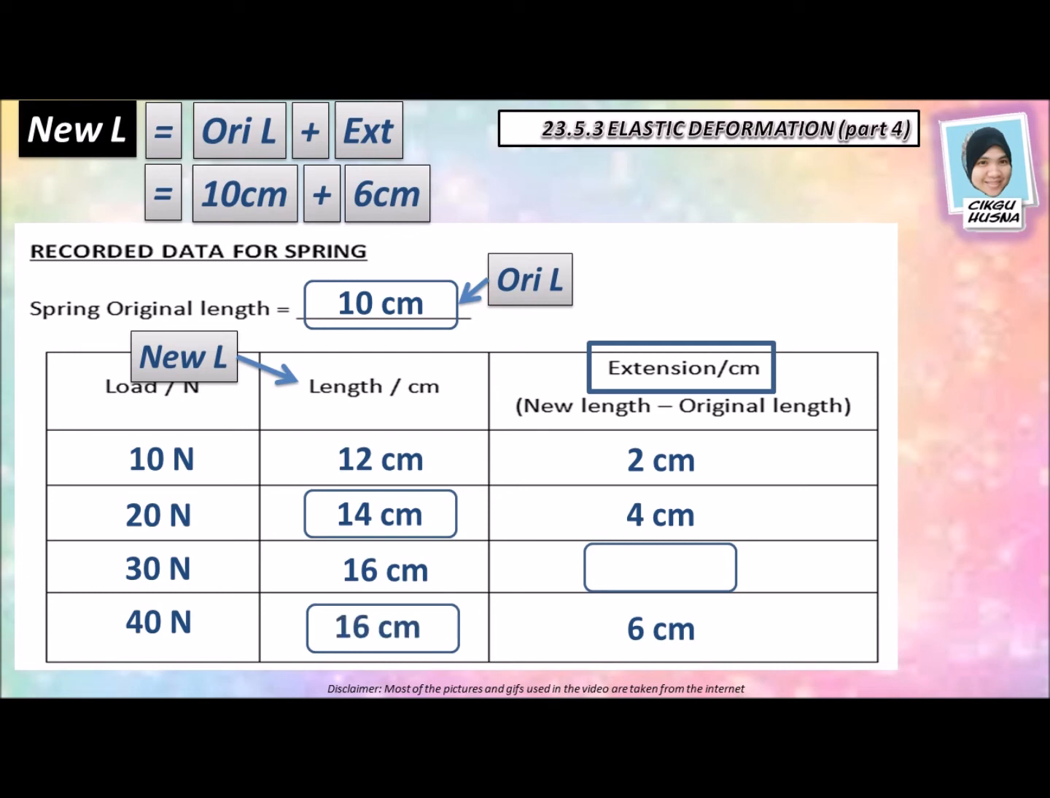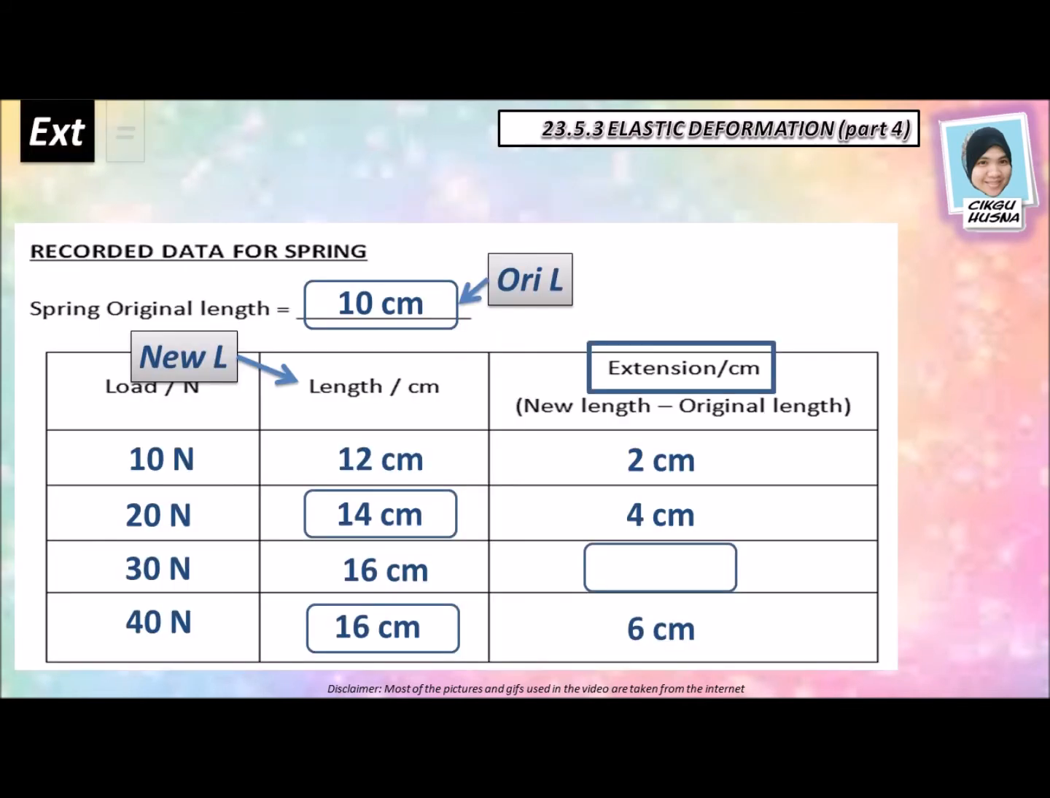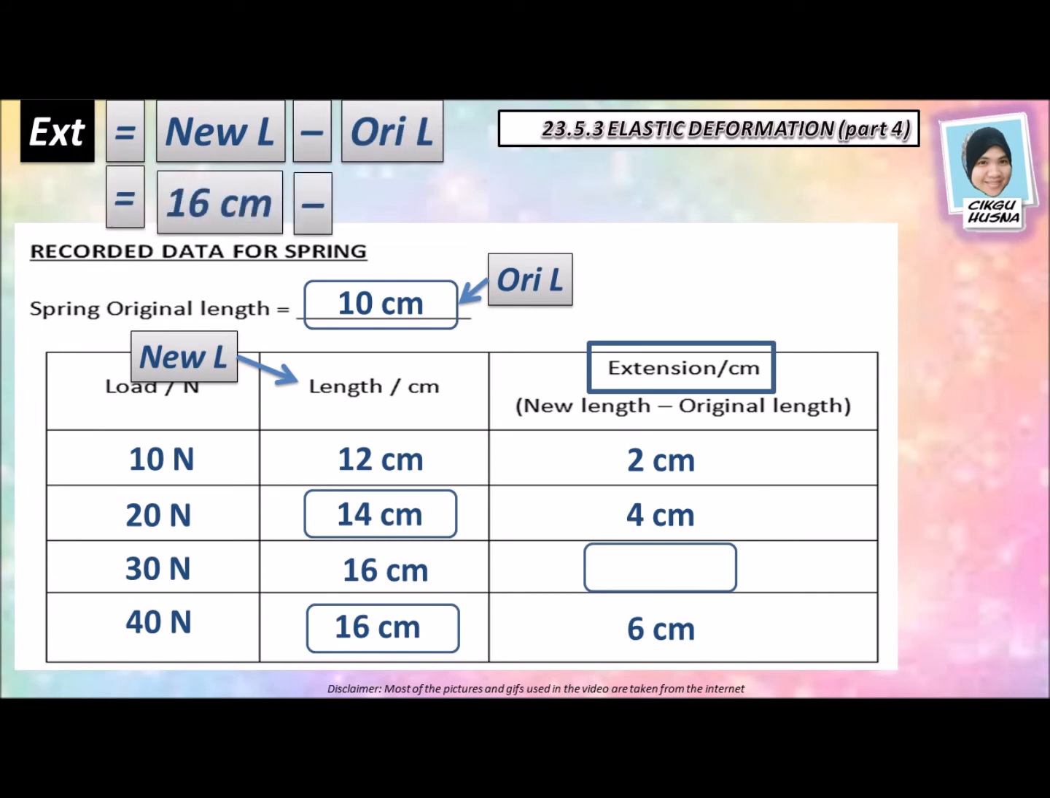And the last blank here is to find extension. Extension is equal to new length minus original length. So the new length here given is 16 centimeter and the original length is 10. So 16 minus 10 will give us 6 centimeter. So that's how you complete the given table for recorded data.